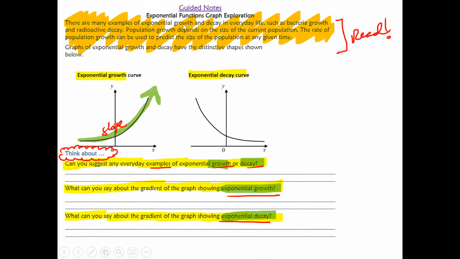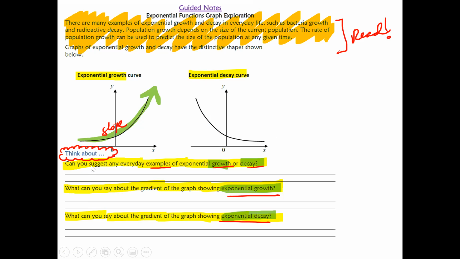There are many examples of exponential growth and decay in everyday life, such as bacteria growth, radioactive decay. Population growth depends on the size of the current population. The rate of the population growth can be used to predict the size of the population at any given time. So the following graphs of exponential growth and decay have the distinct shapes shown below. Well, this one's a growth because if you look at it, it's growing really quickly over a short period of time. This one is like saying this is the population, and then boom, something happens like the apocalypse or something, and the population is decreasing very quickly in a very short time.